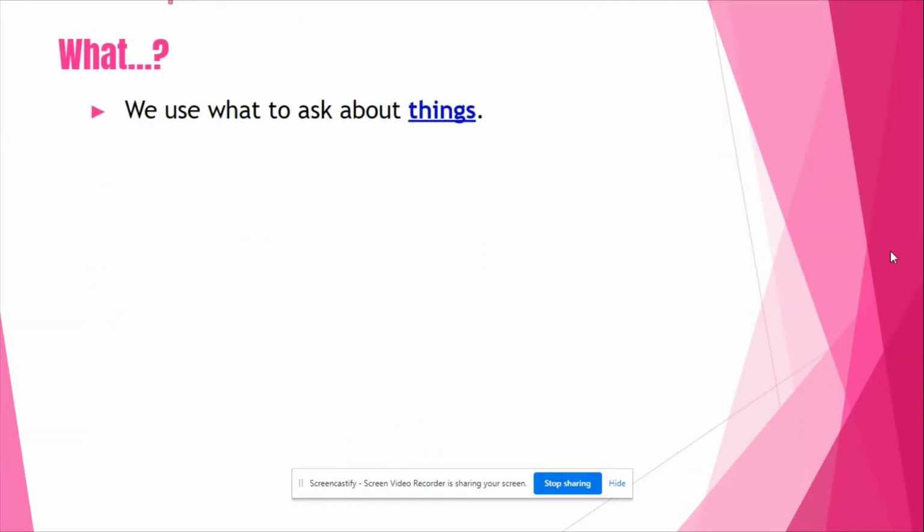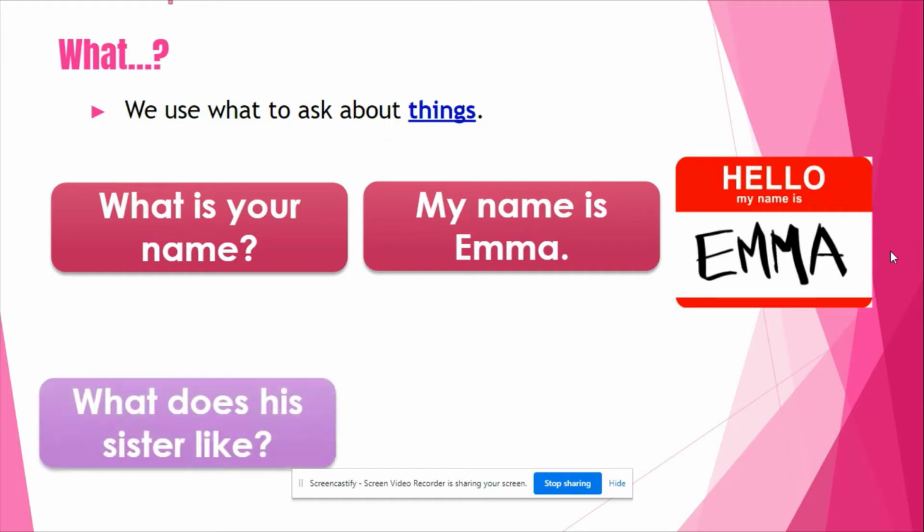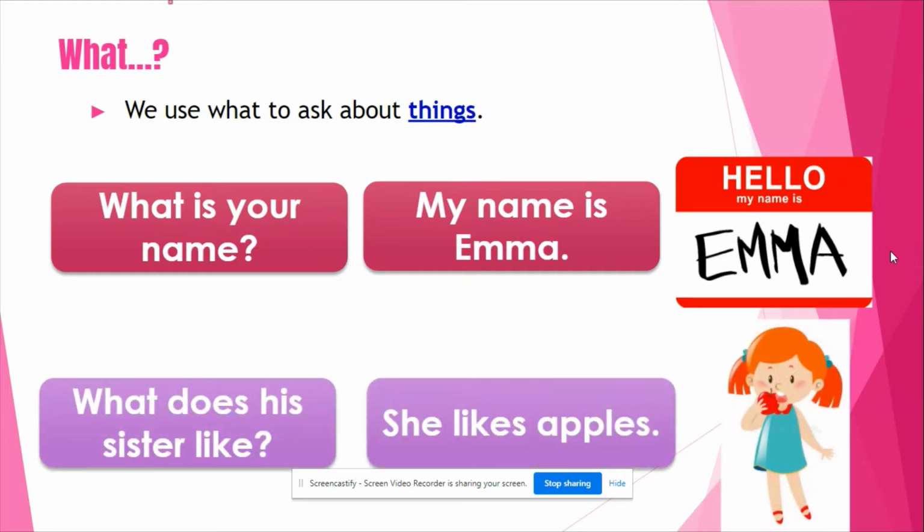So what? We use what to ask about things, such as what's your name? My name is Emma. What does his sister like? She likes apples. Let's go ahead and practice the pronunciation. What is your name? My name is Emma. What does his sister like?